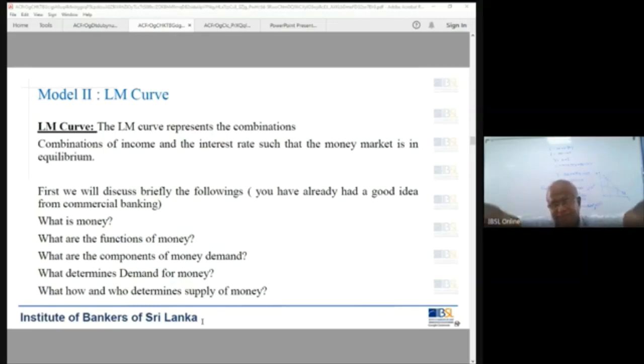Investment depends on interest rate. Y equals C plus I. Consumption depends on income, the consumption function. Now, demand for money depends on what? We know the components: people demand money for transaction, speculative, precautionary purposes. But generally, demand for money is what? To keep money. Think about a simple example: keep 100,000, 200,000 in notes and coins with you. It's cash, demand for money.